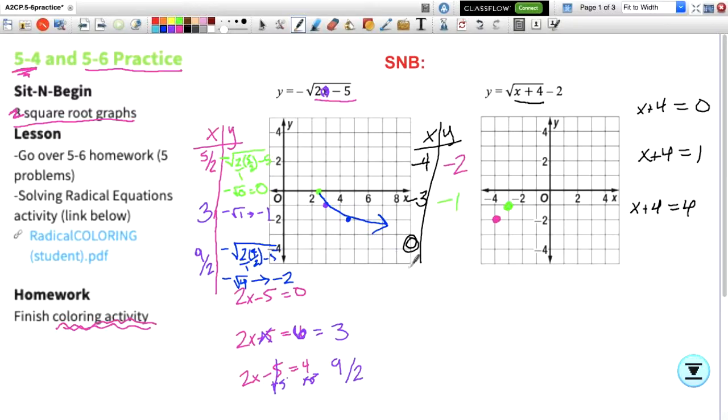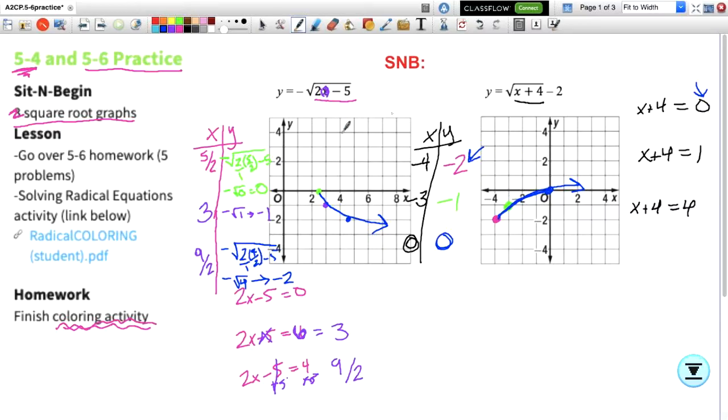My last point has me plugging in 0. So 0 plus 4 is 4. Don't forget, the square root of 4 is 2. 2 minus 2 is 0. Right there. I always have to start wherever this first point was that was derived from this 0. So I start at the pink and go up. And there's my curve. Not drawn very well.